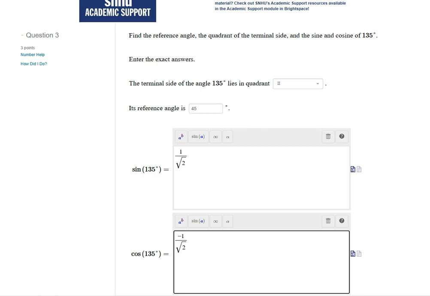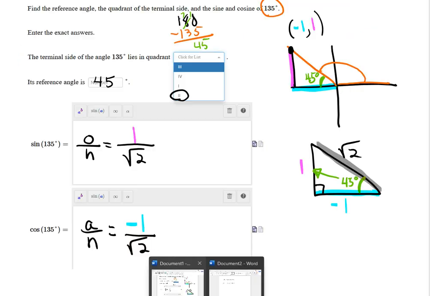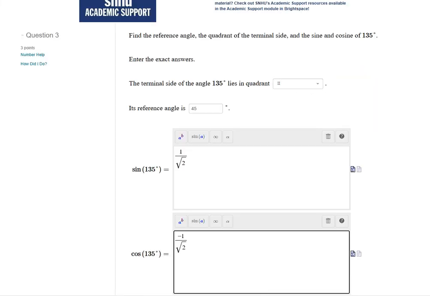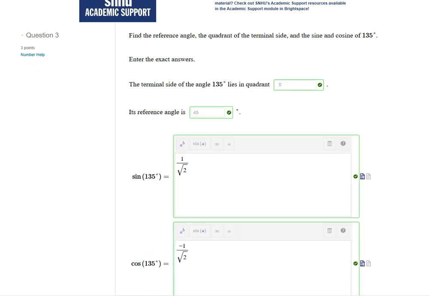Did I put, let me just double check, because I really hate getting red marks. 245 and 245. Yep, okay. How did I do? All green. It's a go.